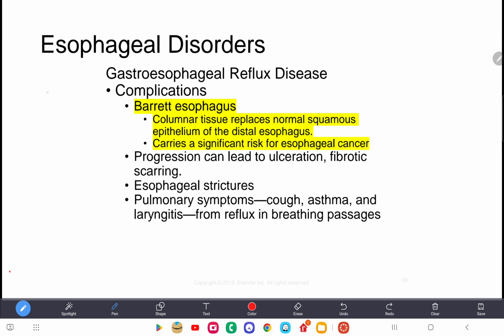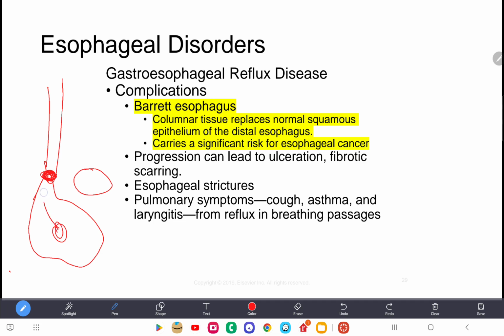Okay, remember, this is the esophagus, and right here we have the joint between the esophagus and the stomach. This is a sphincter, and it's always basically closed. It's a little bit closed. So what happens in gastroesophageal reflux? That sphincter is wide open, never closed. Then the content that is right here is going to back up into the esophagus.